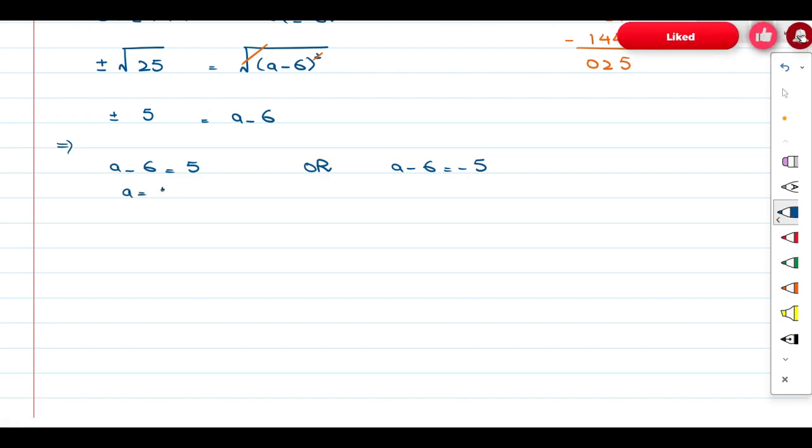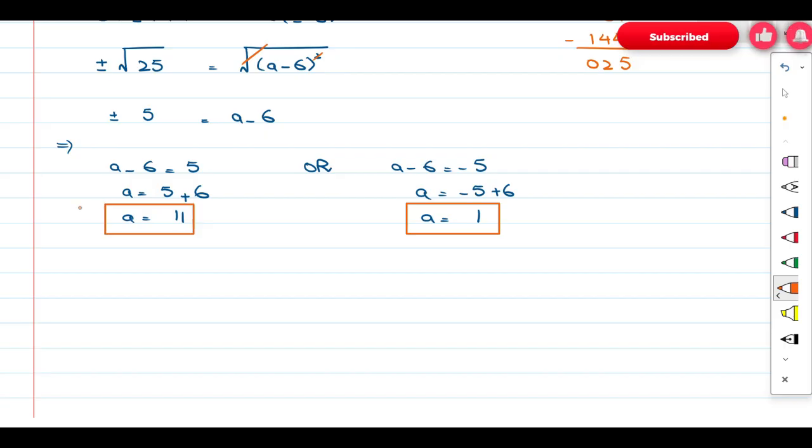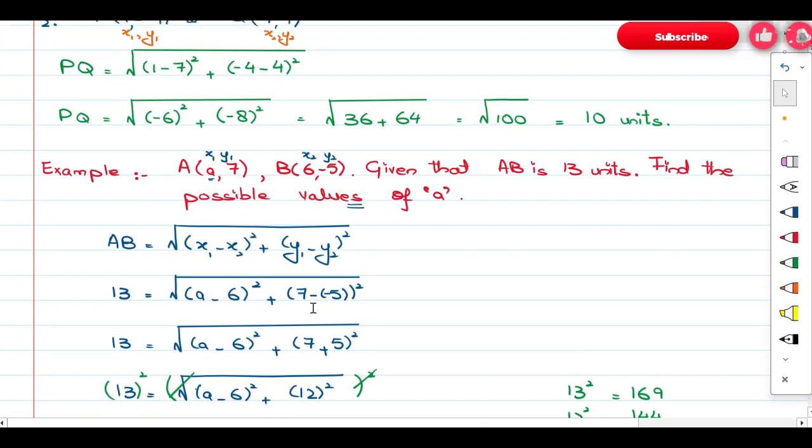Now here a is equal to 5, shift the 6 to the other side, plus 6, so a value is 11. And a is equal to minus 5, shift the 6 to the other side, plus 6, so a value is equal to 1. Okay, now we have two values for a, which are 1 and 11. And the question is to figure out the possible values of A, right?